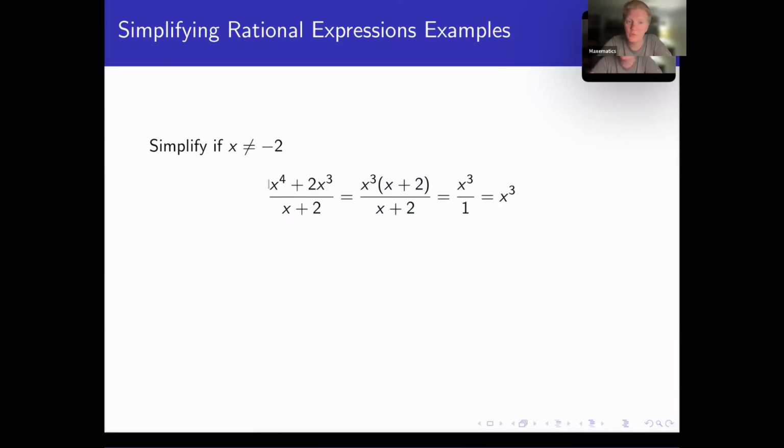So let me ask you, would you rather plug something into this original expression or into just x cubed? That's the goal of simplifying rational expressions.